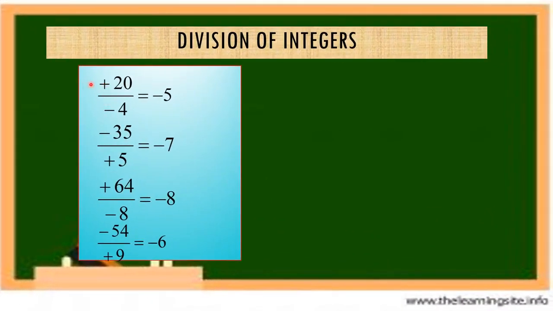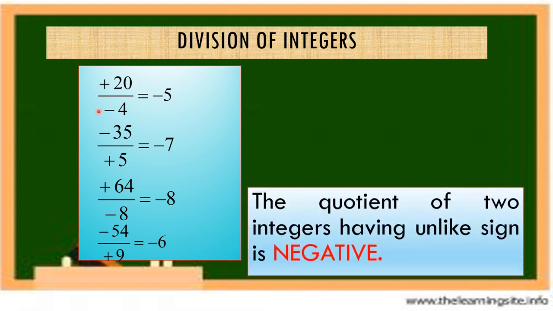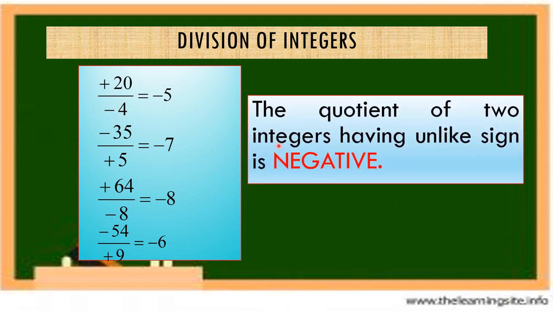So, we divide a positive by a negative. Positive 20 divided by negative 4 is negative 5. Negative 35 divided by 5 is negative 7. So, the quotient of two integers having unlike sign is negative.